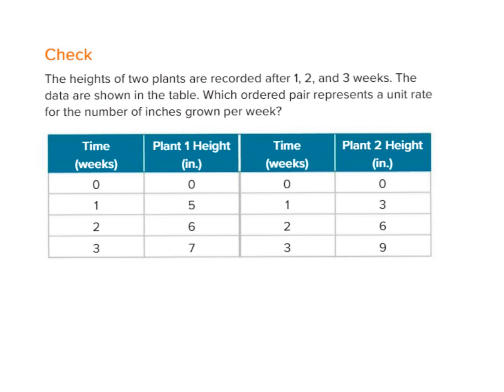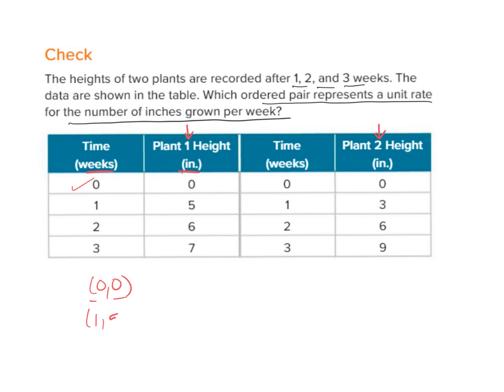All right, we have one more, just kind of putting everything together from this lesson. So it says the heights of 2 plants are recorded after 1, 2, and 3 weeks, and the data is shown in the table. Which ordered pair represents a unit rate for the number of inches grown per week? Okay, so I've got 2 plants, plant 1 and plant 2. Let's just focus on plant 1. I see 0, 0. That means after 0 weeks, it's 0 inches, right? 0 weeks, 0 inches. Okay, so far that makes it proportional.